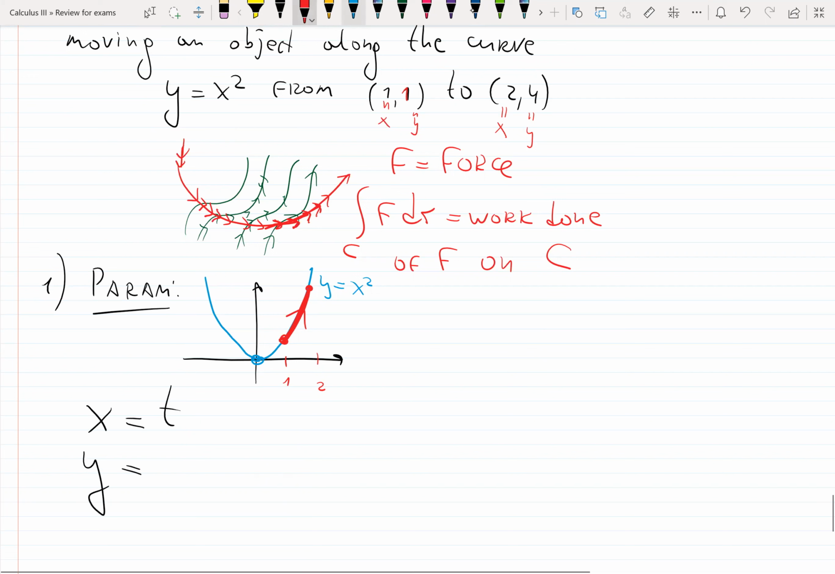Not much. Plug in. That will be t squared. You can ask, how did we know it would actually be t? Yeah, it comes from experience. You can make lots of examples, and after 100 examples, you notice patterns.